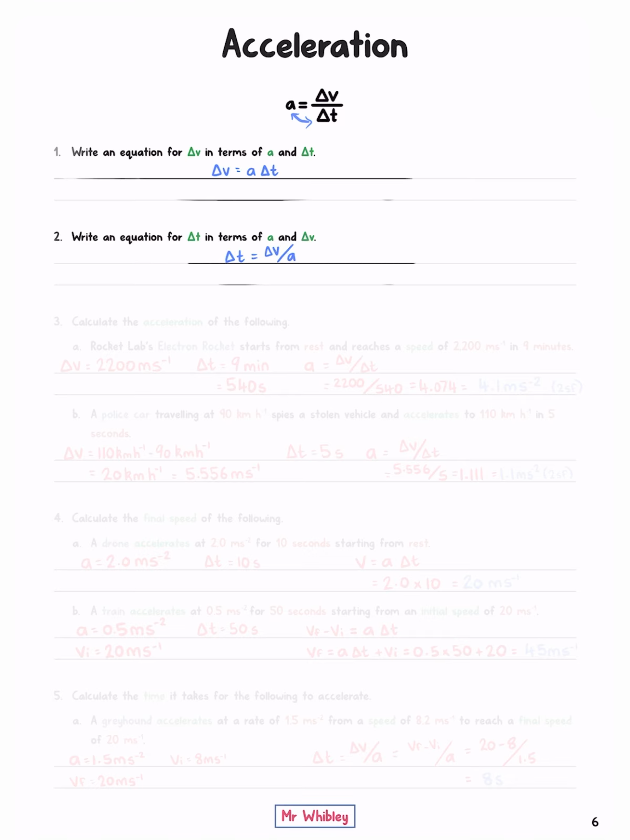Question 3. Calculate the acceleration of the following. Rocket Lab's Electron rocket starts from rest and reaches a speed of 2,200 meters per second in 9 minutes.